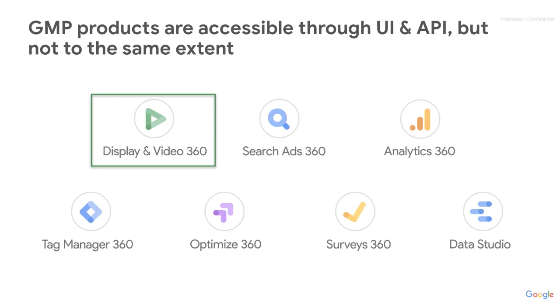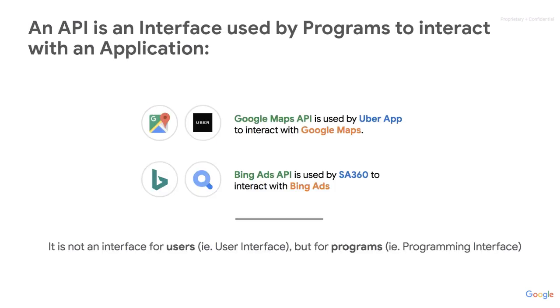but you have to remember that we have APIs for each one of our products, not only in GMP but also outside of GMP, so other Google products have their own APIs. Not all the APIs of our products are the same, but today, as mentioned, we're going to focus mainly on Display and Video 360. But first, let's introduce what an API is.